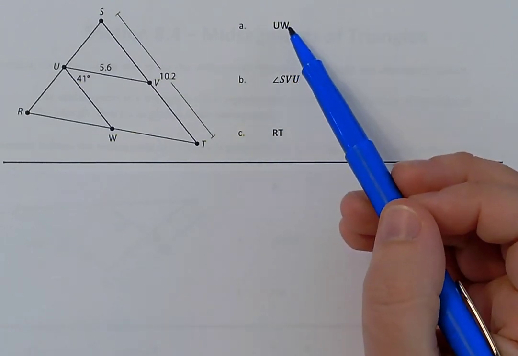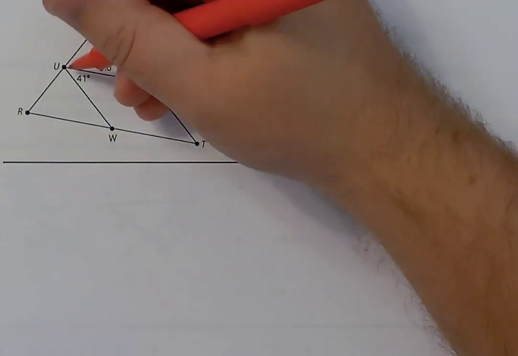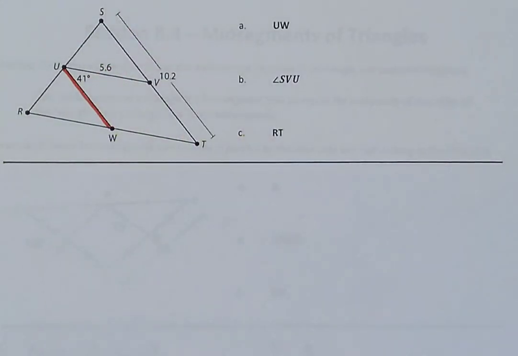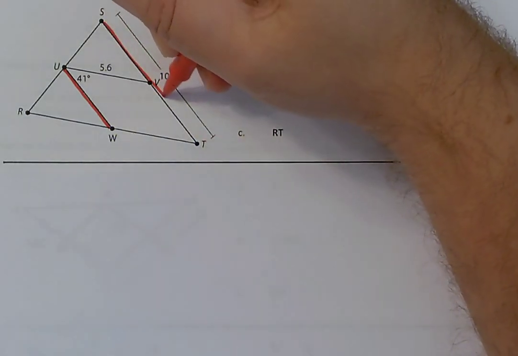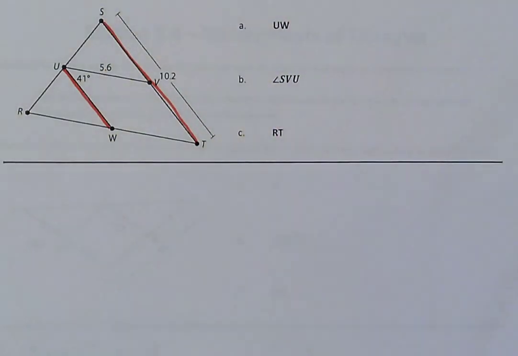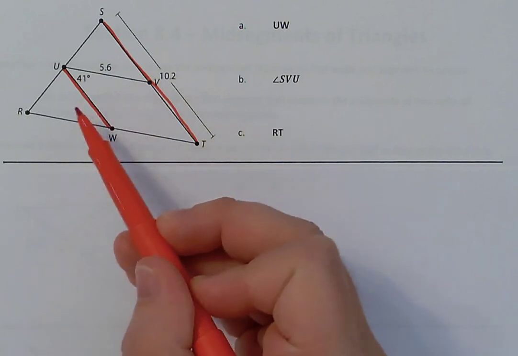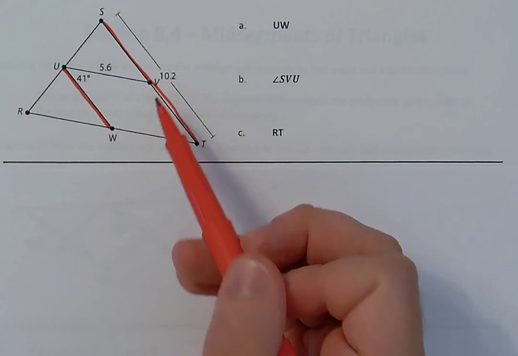First, for part A, they want us to find the length of UW. So UW is going to be this length right here. Based off my diagram, I know that UW is the mid-segment related to ST, so this whole segment here. I know that UW is parallel to ST, so these are my two related sides. I want to find UW, and they tell me that ST is 10.2.